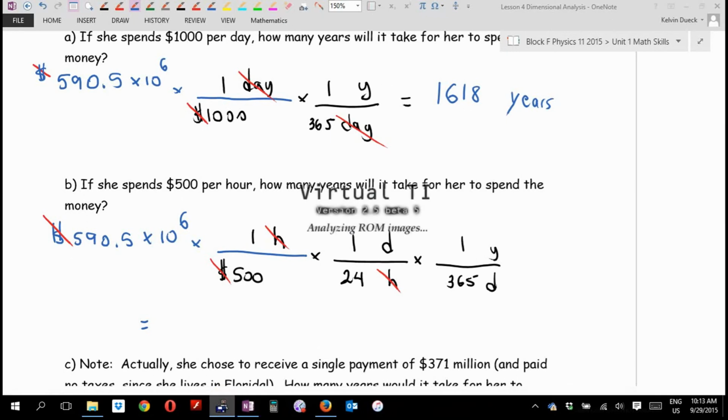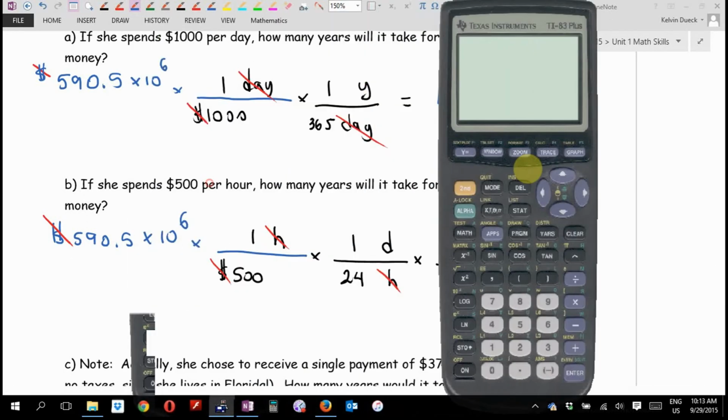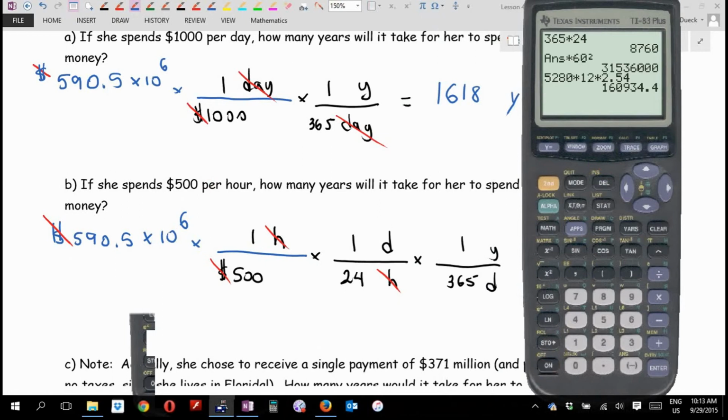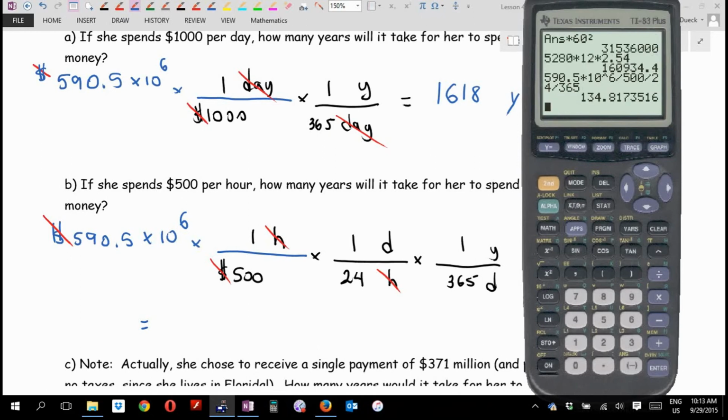Okay, so Mr. Dueck, let's see. How many years will this take? 590.5 times 10 to the 6th, there's my million. Divide by 500, divide by 24, divide by 365. Ooh, 134.8 years. She's still not able to spend that in her lifetime.